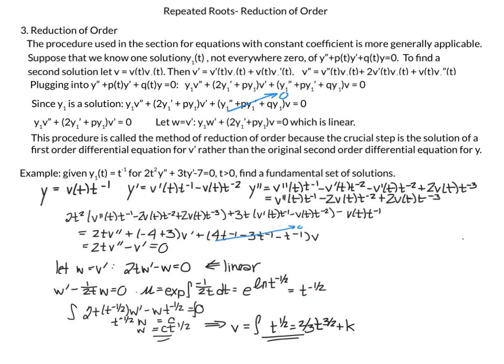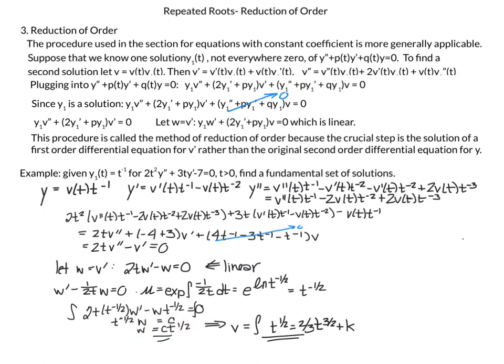I multiply this equation by my integrating factor, and I get 2t times t to the minus 1/2 w prime minus w t to the minus 1/2 equals 0. I integrate both sides of the equation, but I remember that the point of the integrating factor is that this whole left-hand side is the integral of my integrating factor times w, and that's equal to integrating 0. I get a constant. So w is equal to c t to the 1/2.